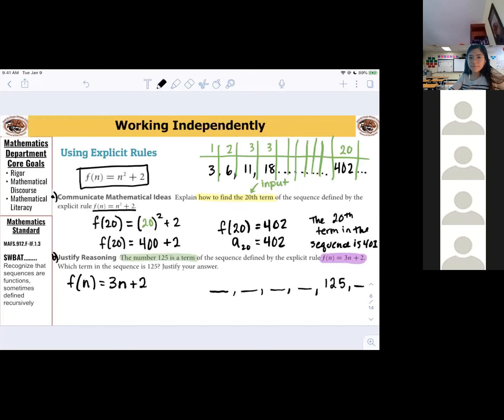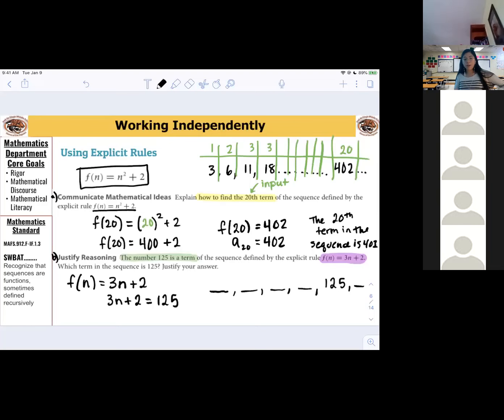Miss, is it possible you could do 3n plus 2 equals 125? That sure is. That's exactly what we're going to do. Because remember, we don't know what n is. We don't know what the input is, but we do know that whatever that input is, it's going to equal 125. So what I can do is make my function equal to it. So we could divide? Yeah, we're going to divide.